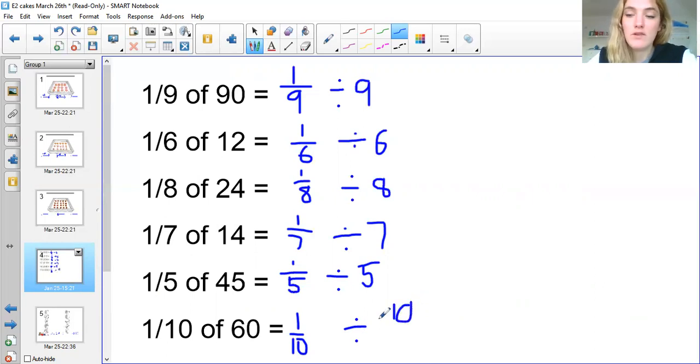Okay, so I hope that makes sense. Okay, and you just need to ask yourself, how many 9's go into 90? What is a ninth of 90? How many 6's go into 12? What's 12 divided by 6? How many 8's? An eighth goes into 24. Okay, 24 divided by 8, and so on. Okay, so if you ask yourself that type of question, you will find it a lot easier.